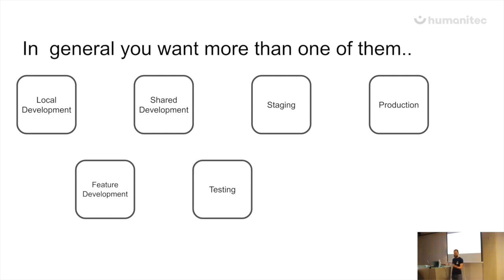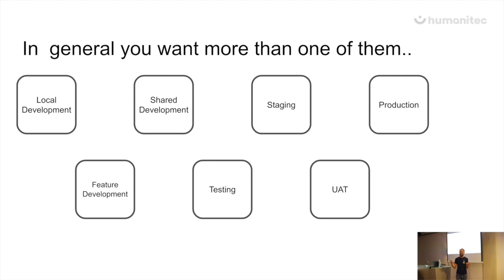You might also have a testing environment. Any QA people here? One person, excellent. 2 people, we have 2 QAs. This is very important to QAs because you want to be doing testing, but maybe staging is too busy to do proper testing, and probably the shared development environment is too unstable to do proper testing. So maybe you need a testing environment.